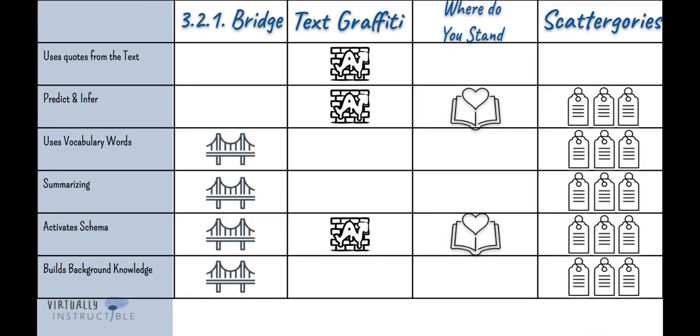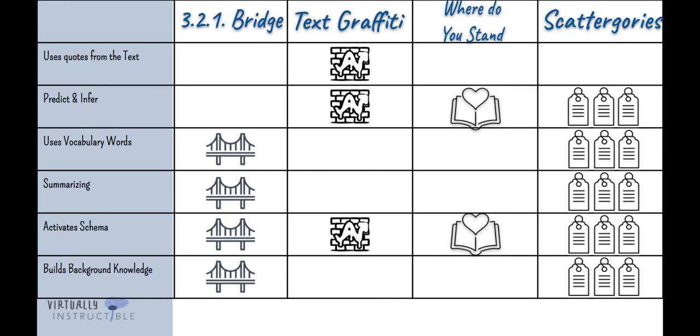I made a little chart for you. So the 3-2-1 bridge, which we've just gone over today, does not use quote from the text. Not so much predicting and inferring, but you could probably add that. But definitely vocabulary words, that part where they're saying 3 words that they connect to the text. And a lot of times before we watch a video or have a text, I will front load the vocabulary that they're going to encounter, especially if we're just doing a single video and it's in the beginning when we're just learning how to do 3-2-1. I will give them a vocabulary list of words that are going to come up.